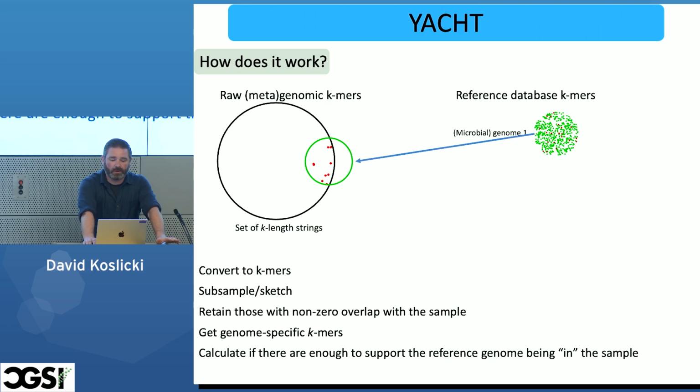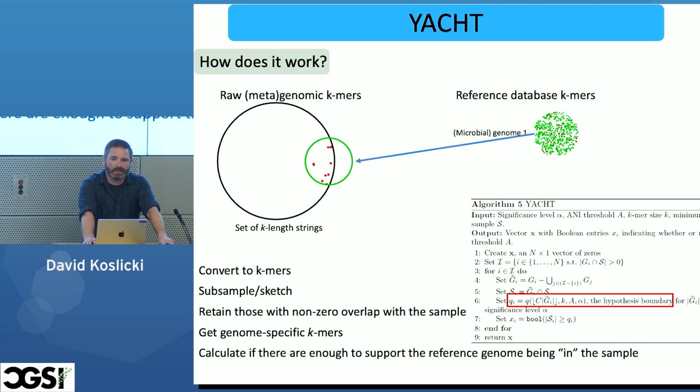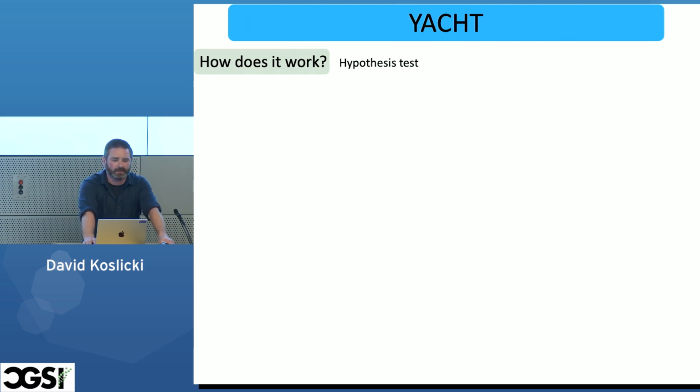So then we have to go and calculate if there's enough support for the reference genome being in the sample. That was this hypothesis test that I was talking about, and I've mentioned it twice now, so how about we go ahead and discuss what that is. What is this hypothesis test? Well, just like from Jessica's talk yesterday, she talked about Bayesian versus frequentist. This is a very simple frequentist approach.